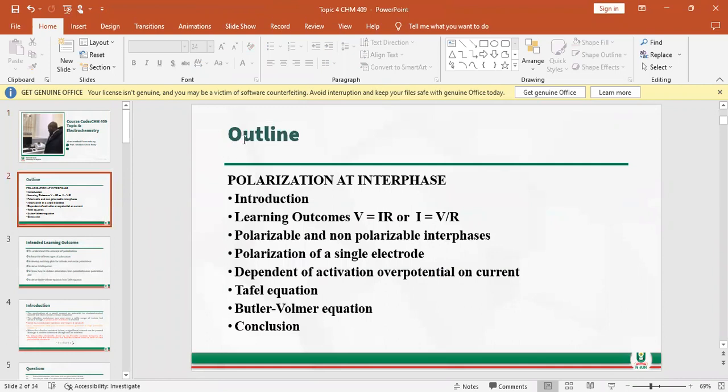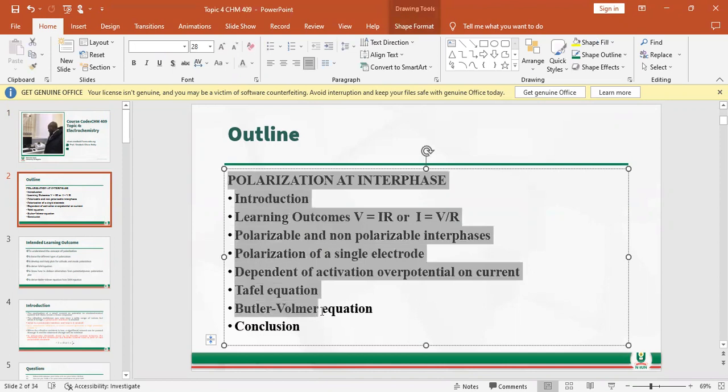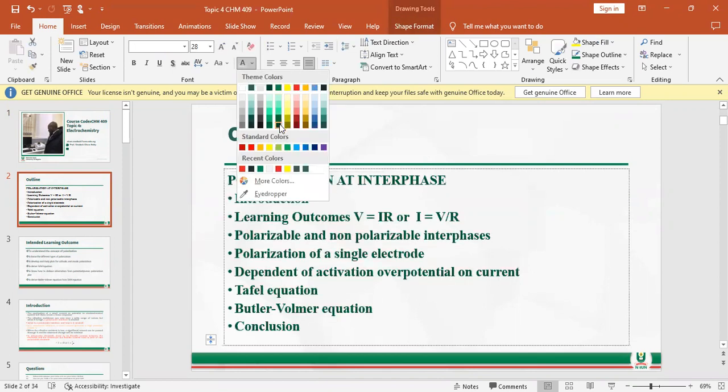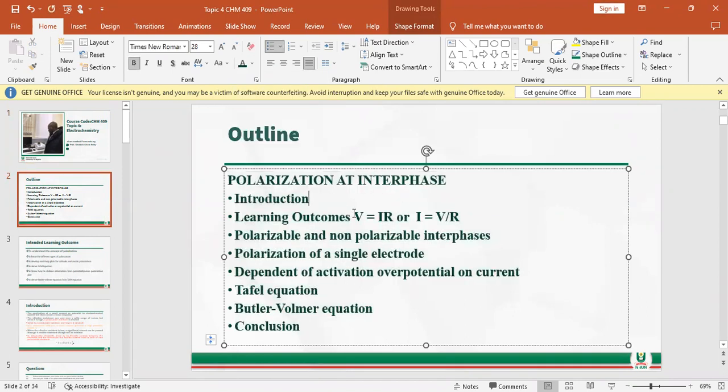We should look at what the outline looks like. The outline for today's lecture: polarization at interface. And before then, we shall introduce what polarization is, and the expected learning outcomes shall be outlined. Polarizable and non-polarizable interfaces. Last time we talked about three major types of interface: solid-solid interface, solid-liquid interface, liquid-liquid interface. So we look at polarization and non-polarizable interface. Polarization of a single electrode, dependent on activation overpotential on current, Tafel equation, Boltzmann equation.